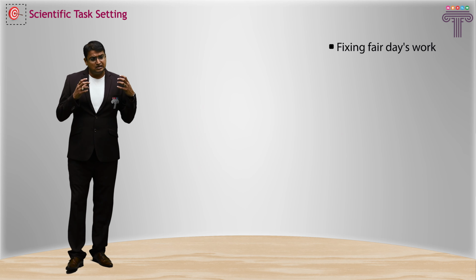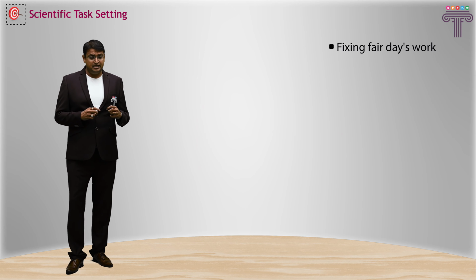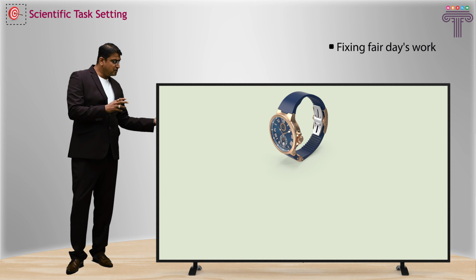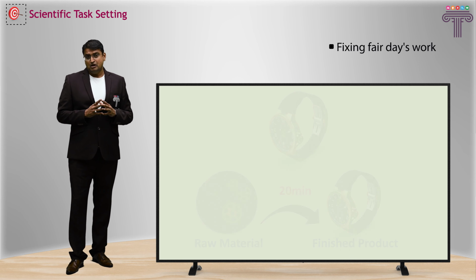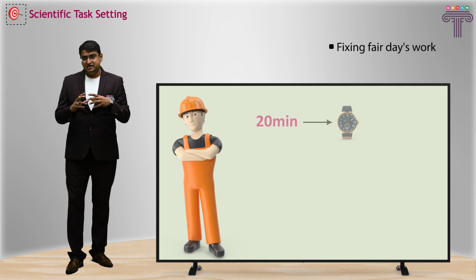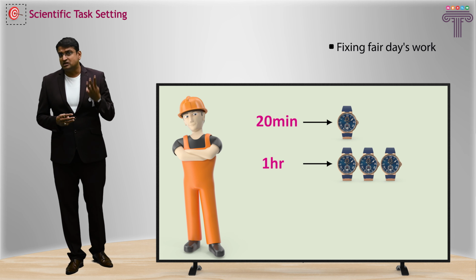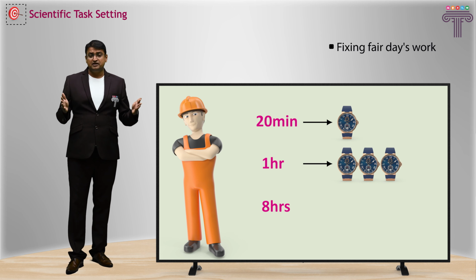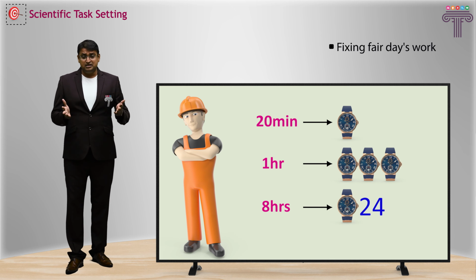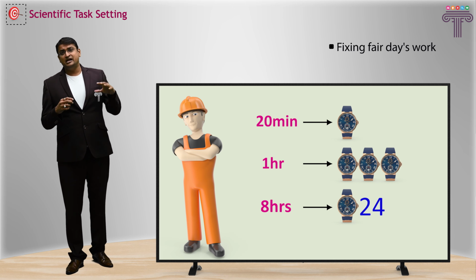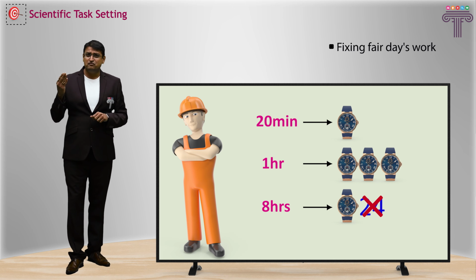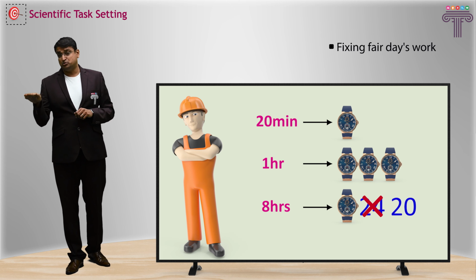Let's say with scientific task setting, I started understanding that for the production of, let's say, this watch, right from raw material to finished product, I require 20 minutes if all setup is in place. So a worker requires 20 minutes. So in an hour, he'll finish what? 3. So in an 8-hour shift, he'll be finishing what? 24. But understand, a person does not work 24/7. So on an average, in an 8-hour shift, I would be expecting not 24, but let's say a minimum of 20 watches to be produced, finished products.